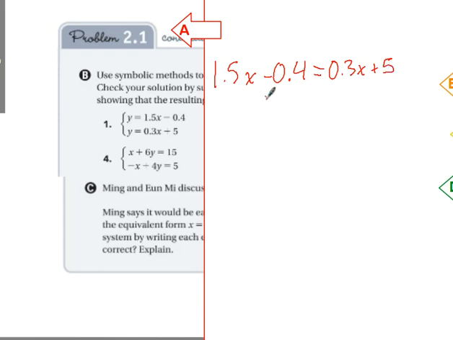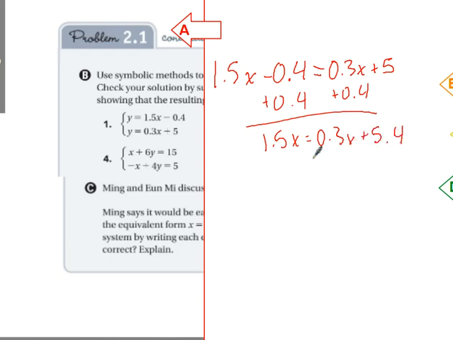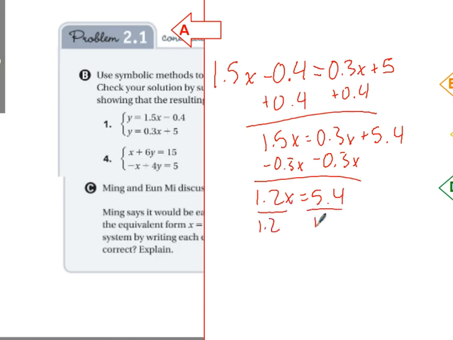Okay, so plus 0.4. So this is just a train tracks problem right now. And then we would subtract 0.3x and get 1.2x is equal to 5.4. And so now we know that x is equal to 4.5.